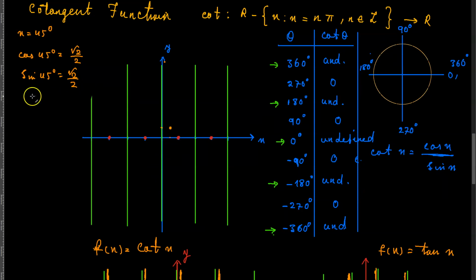Let's see what happens at x equal to, for example, 90 degrees. At x equal to 90, cos of 90 degrees is equal to 0, and sine of 90 degrees is equal to 1. And that means that the output of the function is 0, right? So you can see how the function is actually behaving.